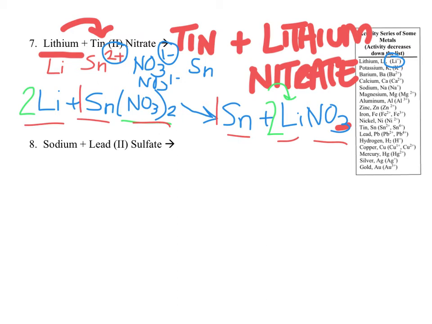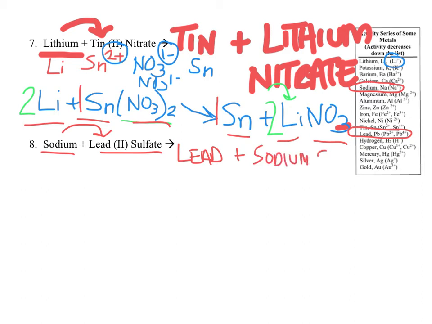Let's look at the last one, number 8. Sodium is going to react with lead-2 sulfate. So sodium is going to come in and potentially kick out lead. Let's take a look at where sodium is, right here, and lead is down here. So sodium is higher up, so that means sodium is stronger. So that means lead will get kicked out and be by itself on the product side, and sodium and sulfate will come together. So I'm going to call that sodium sulfate.